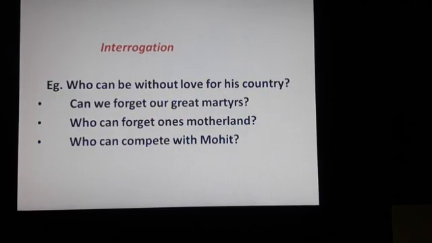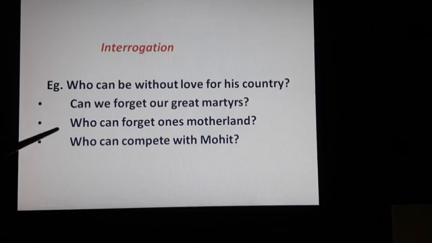You see, who can be without love for his country? That means here we are not asking question. Nobody is expecting answer for this. Who can be without love for his country means all love their own country. That is the meaning of it. We are affirming, but then we are asking question. Can we forget our great martyrs? That means we can never forget our great martyrs. We are affirming it. Who can forget one's motherland? Same thing. We cannot forget our motherland.